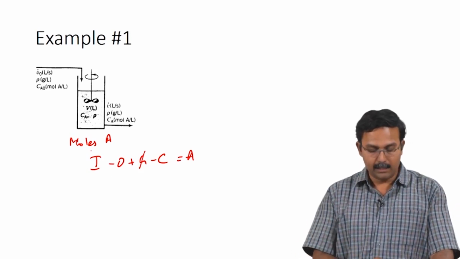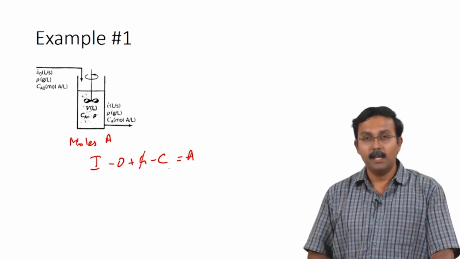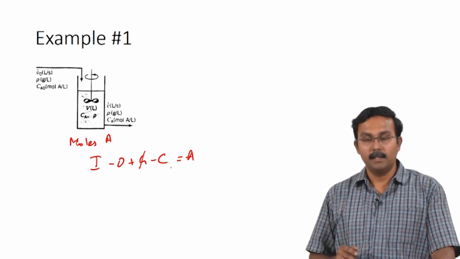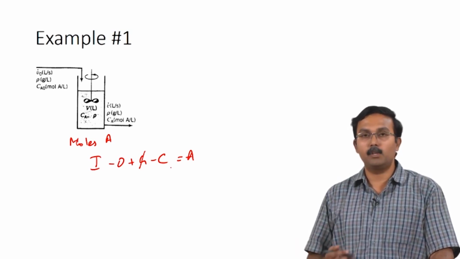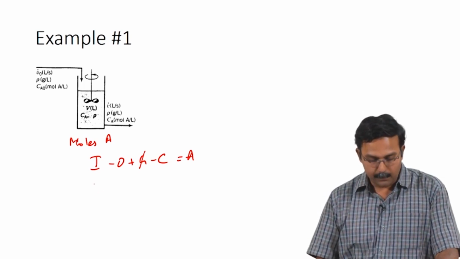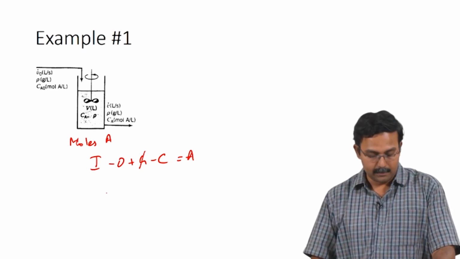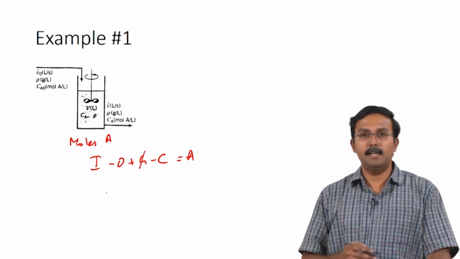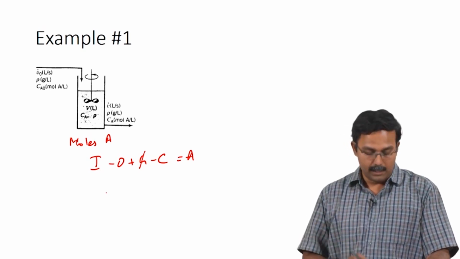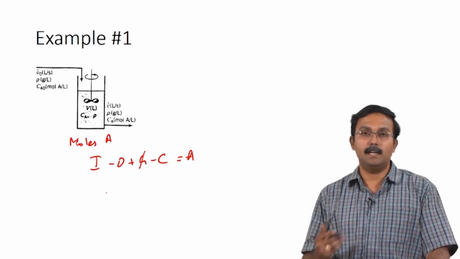You have A entering the reactor, so you have an input term. A is leaving the reactor, so you have an output term. A is being consumed by the reaction, so there would be a consumption term, and accumulation would be happening because it is an unsteady state process. In the input term we would have to calculate the number of moles of A which is entering the reactor. Earlier we multiplied density with the volumetric flow rate to get the total mass entering the reactor. Here we are interested in knowing the number of moles of A which is entering the reactor.